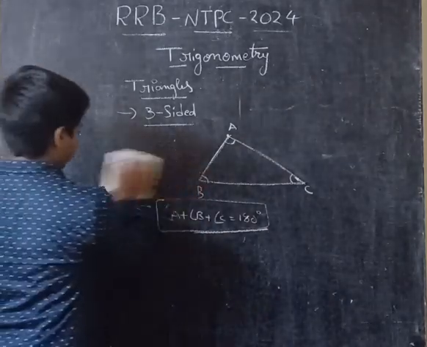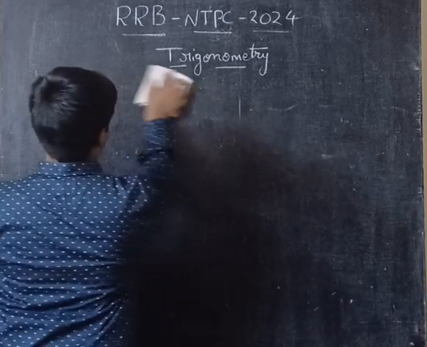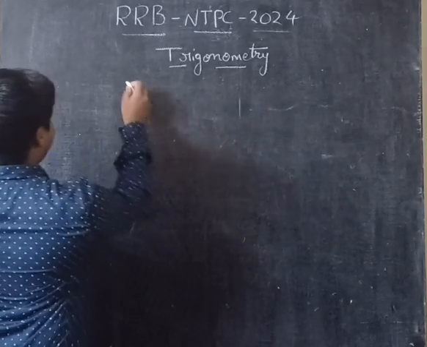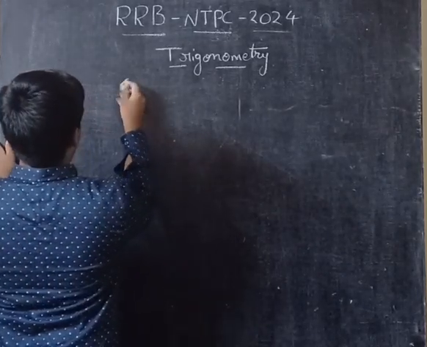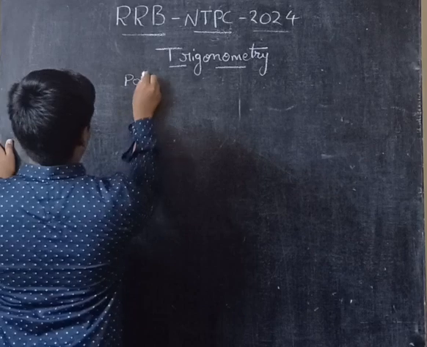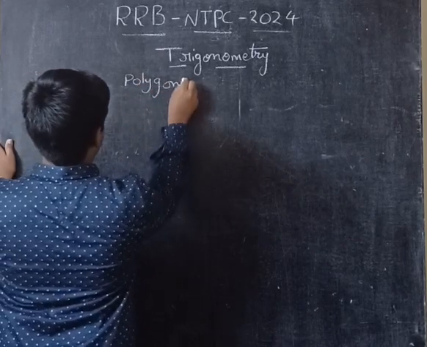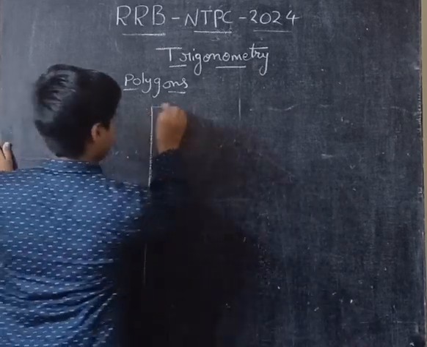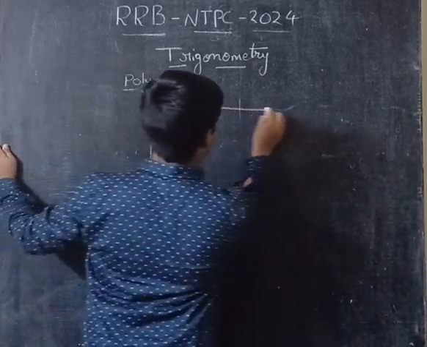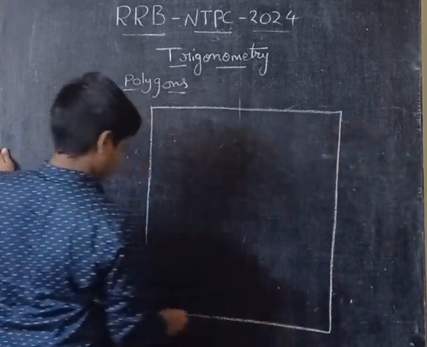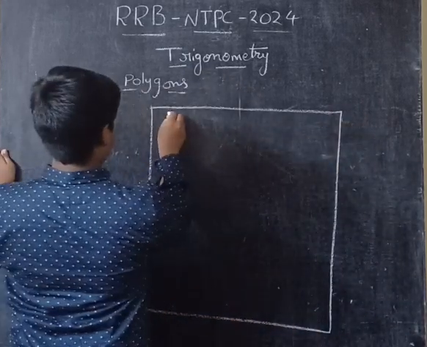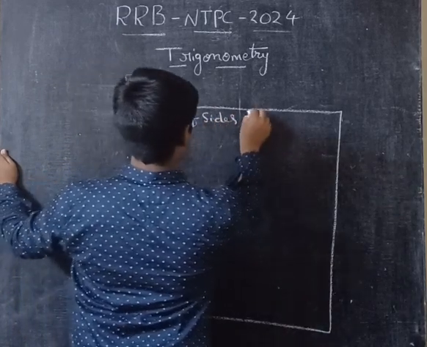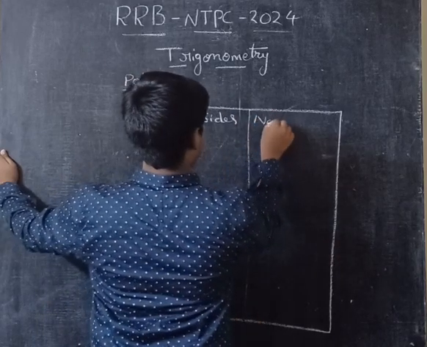So how is a triangle derived? My question is how a triangle is derived, which means first we have to know about what are polygons. Polygons. So write it as a table. Number of sides here, number of sides, name.